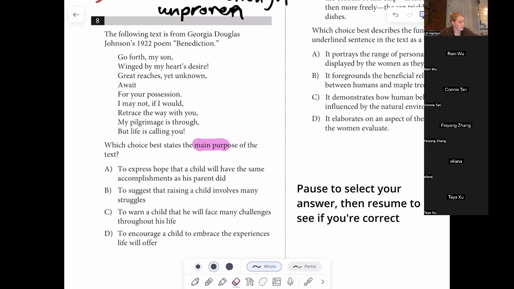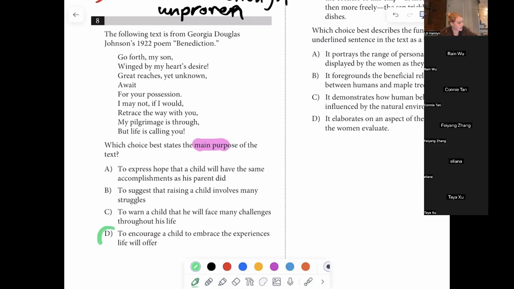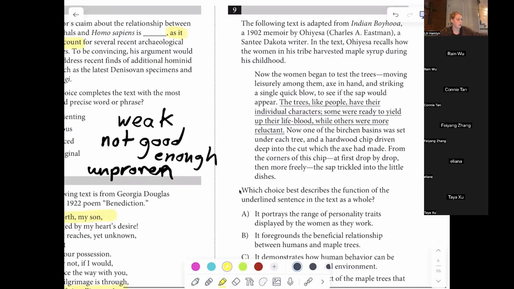Perfect. Yeah. So here the answer is to encourage a child to embrace the experiences life will offer. Because at the beginning, it says, go forth, my son, i.e. a child. And then life is calling you. So like, go and embrace these experiences. Fantastic. Does anyone have any questions about that before we move on to the next one?